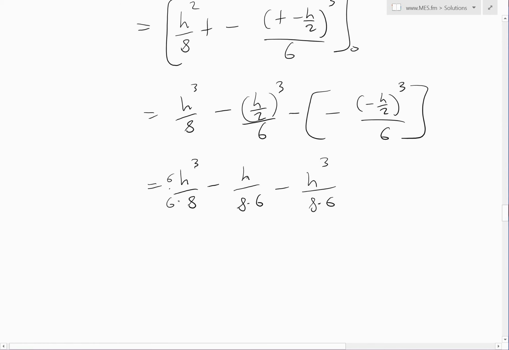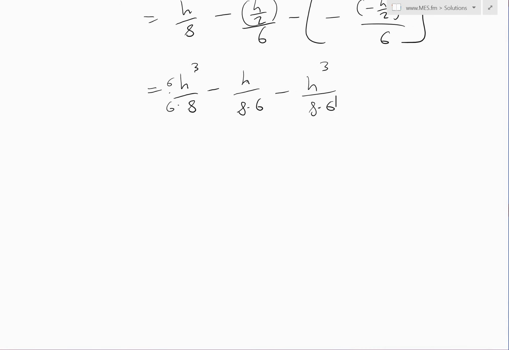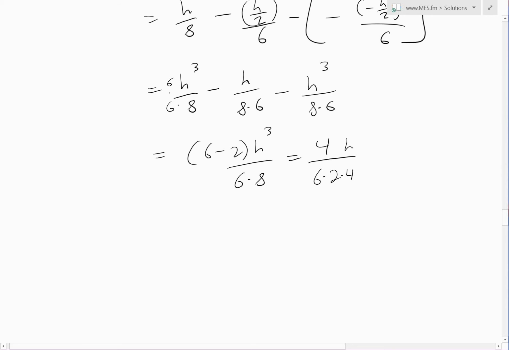Multiply by a common denominator, top and bottom 6, so we have everything divided by 8 and 6, and then we just simplify. 6 minus 1... 1 minus 1 over 2, h cubed over 6 times 8, which equals 4 h cubed over 6 times... I'll just split this up, 2 times 4, h cubed, which equals, these 4's cancel, h cubed over 12. So that's what that is.